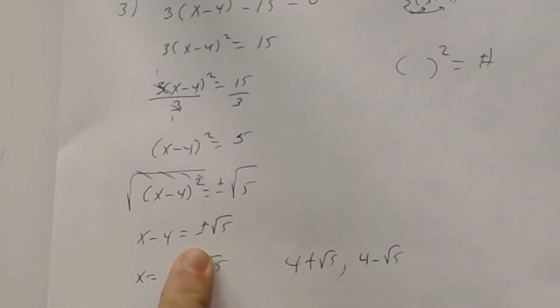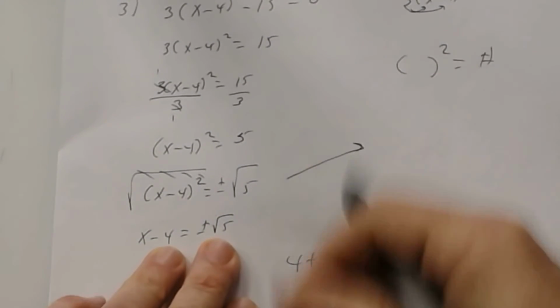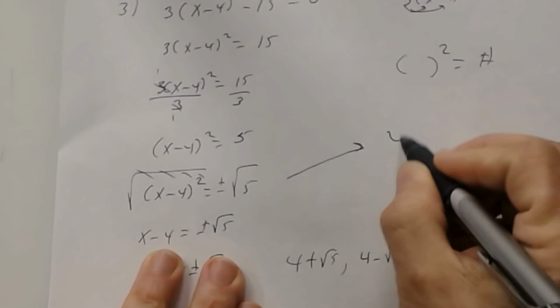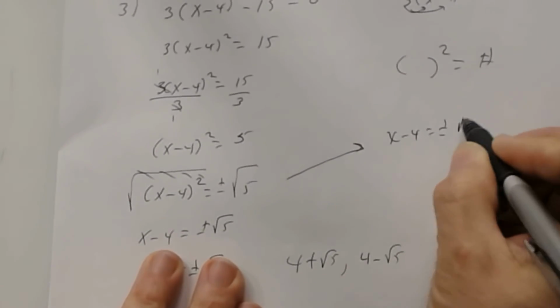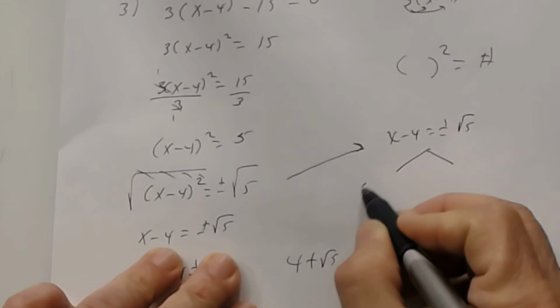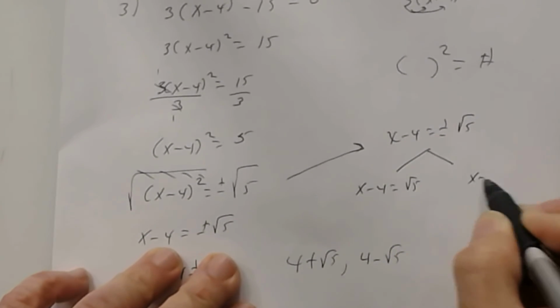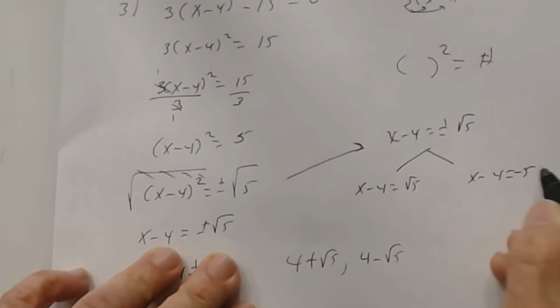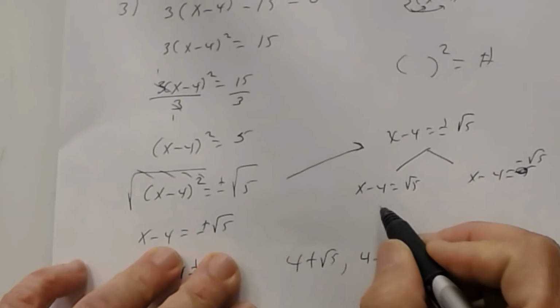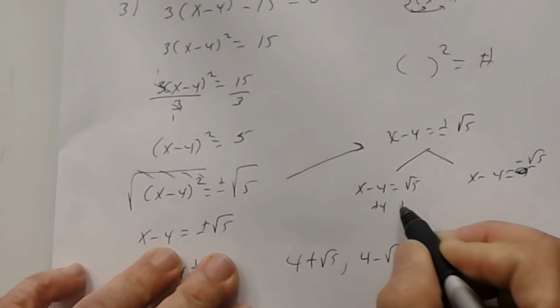Now, just to let you know, you could have done this with this, just like we just did: x minus 4 equals plus or minus the square root of 5. So you could have done the same thing. Just watch. You could have said x minus 4 equals what? Square root of 5. And then x minus 4 equals what? Negative square root of 5. And then how do you get x by itself? Add 4 to both sides.